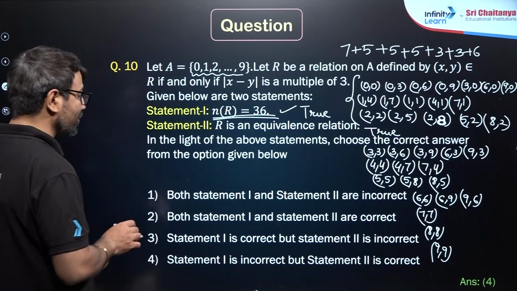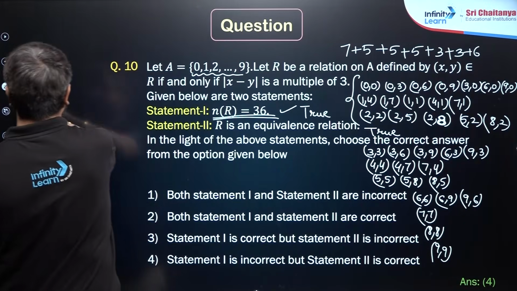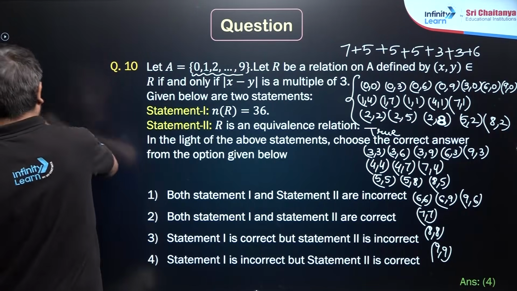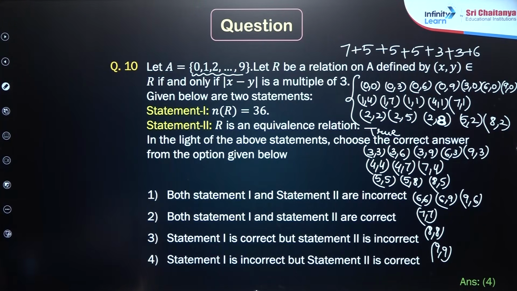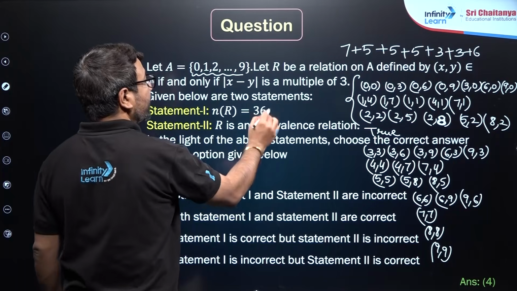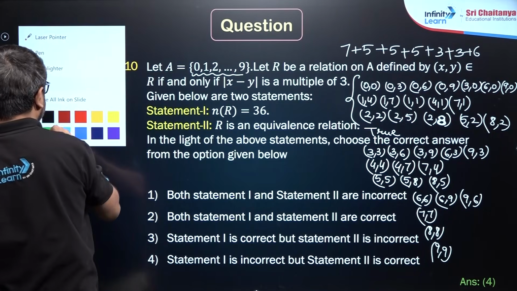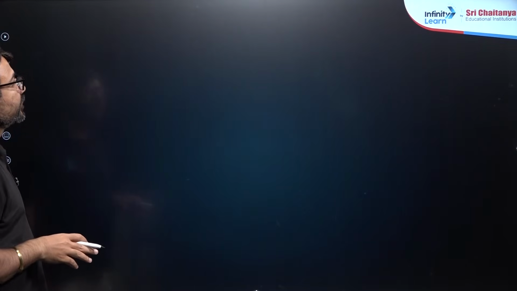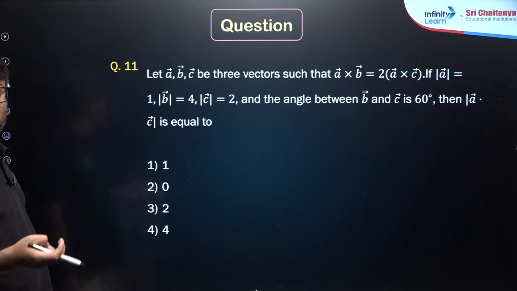So that is why, my dear students, statement 1 is incorrect over here. We are able to generate 34, that is why statement 1 is incorrect and statement 2 is correct. Are you able to understand? The fourth option will be the final answer. Once it is clear to you, let's talk about the next question.